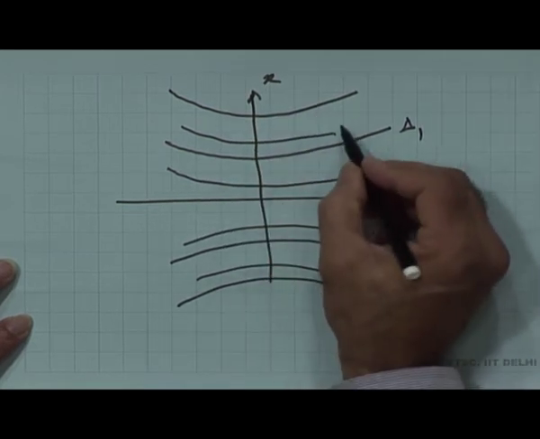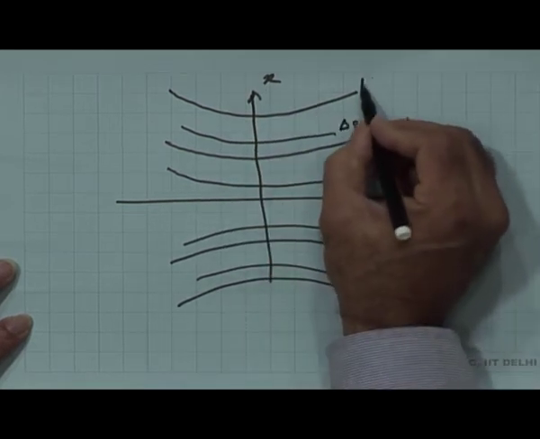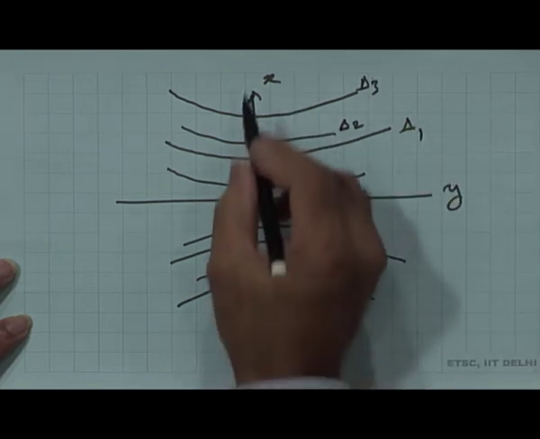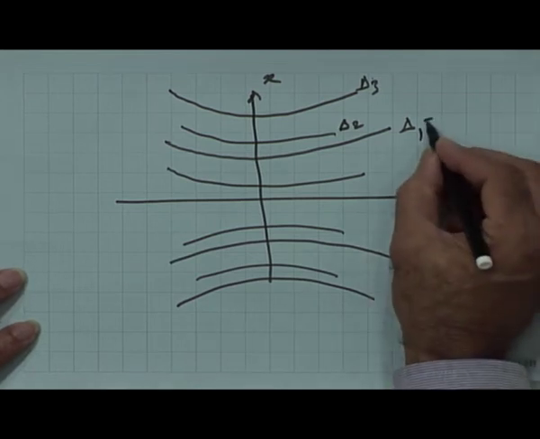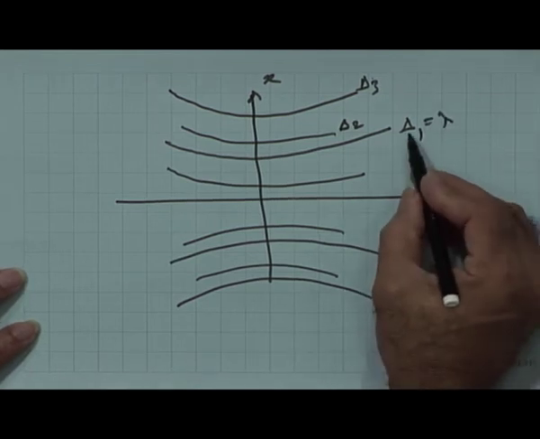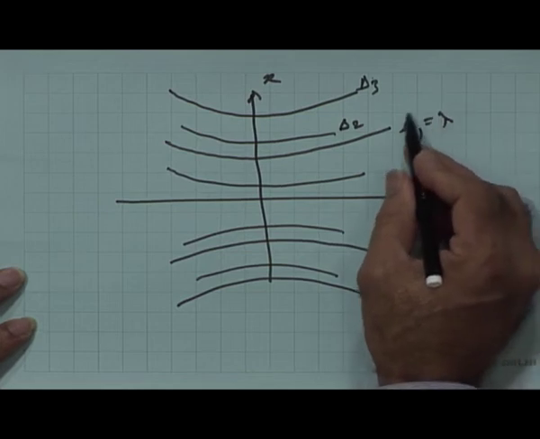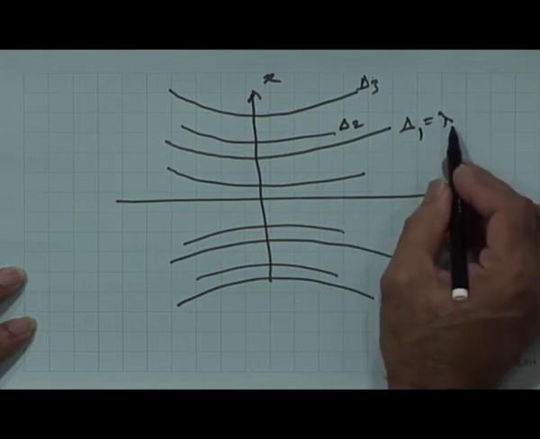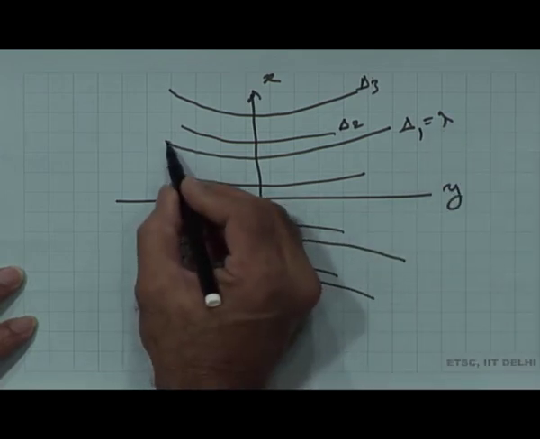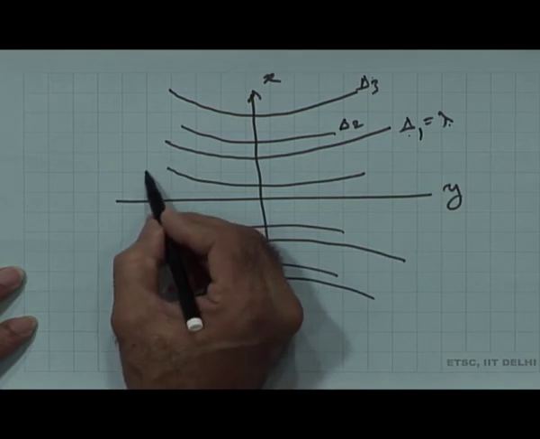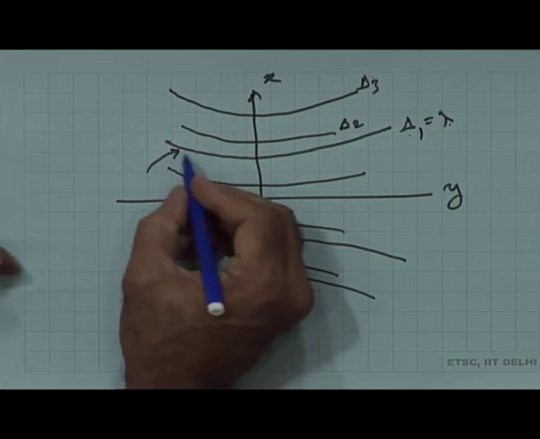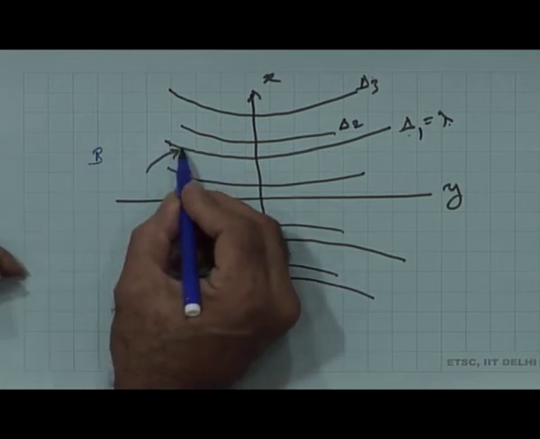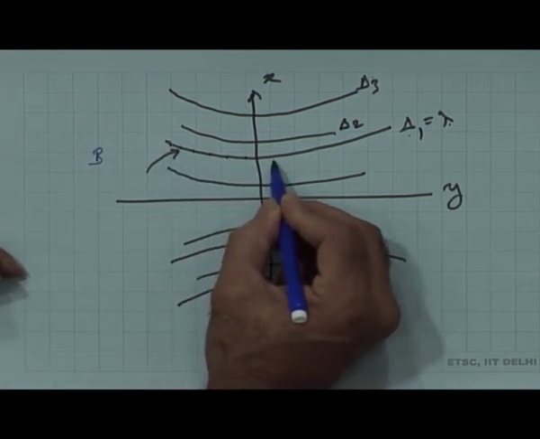So, what we will have? This is delta 1, delta 2, delta 3. For different values of delta, we will get different hyperbolae. For example, if delta 1 is equal to lambda, then we know that the path difference lambda would correspond to a bright point, an intensity maxima, and therefore, if for delta 1 equal to lambda this were the curve, then it will simply tell that this is a locus of all points which are bright points.